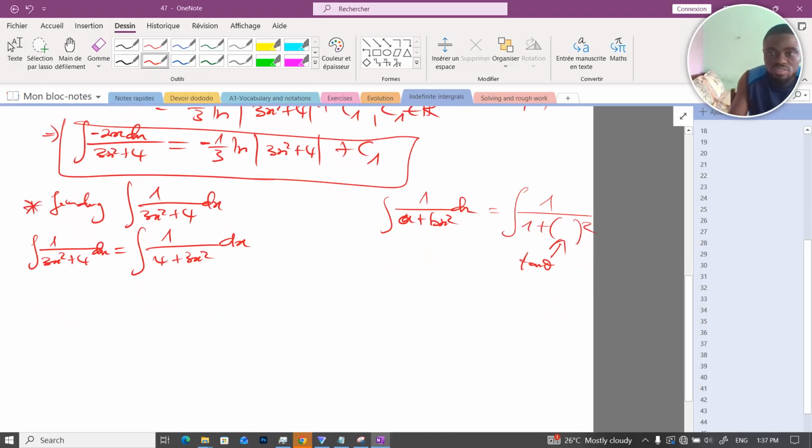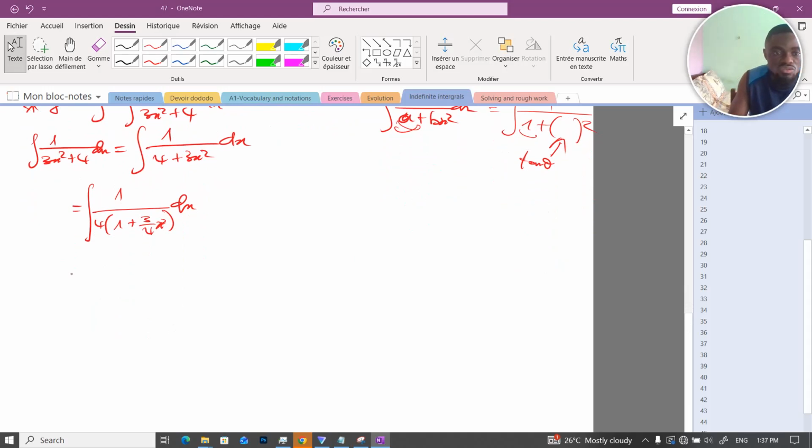So we first have to create a 1 here. This will be equal to the integral of 1 all over, I factorize 4 into 1 plus, since there is no 4 here, I write 3 on 4 x squared dx. Is that okay? So this will be equal to 1 on 4 integral of 1 all over 1 plus 3 on 4 x squared dx.